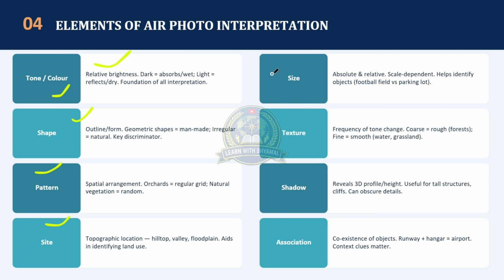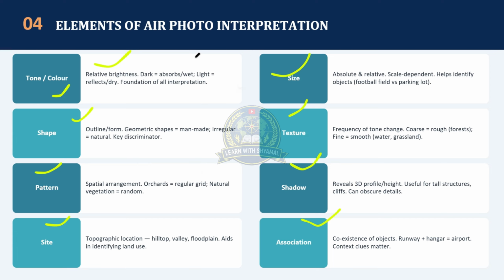in identifying land use. Size, absolute and relative, scale dependent, helps identify objects, football field versus parking lot. Texture, frequency of tone changes, coarse, rough forest and fine, smooth water, grassland. Shadow reveals the 3D profile, height, useful for tall structures, shows cliffs, and can obscure details. Association, coexistence of objects, runway and hangar, that means airport, and context clues matter.